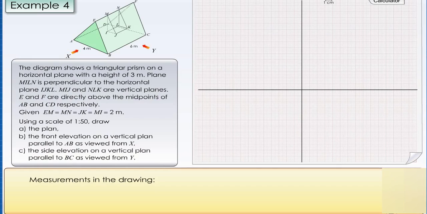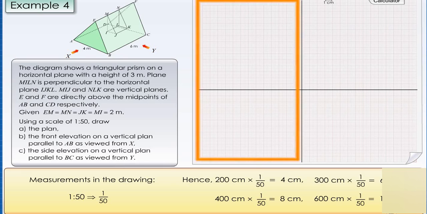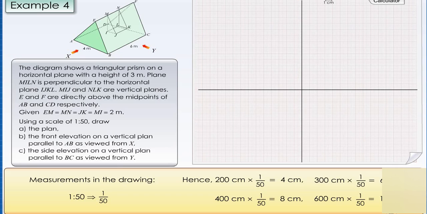The scale or ratio given is 1 to 50, which is equivalent to 1 over 50. Hence, after converting the measurements from meters to centimeters, multiply each measurement on the object by 1 over 50, and we get the measurements for our plan and elevations. As Y is to the right of X, then our plan and front elevation will be in the left column. We will draw the plan first.